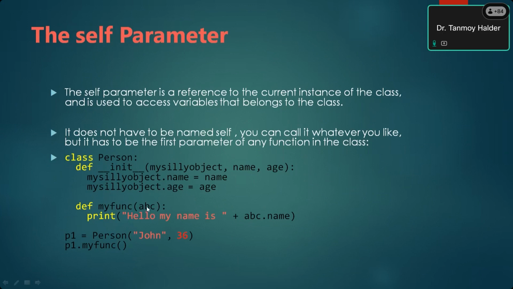And look how it proves. When I'm calling p1.my function, there is no argument. That means self will be the default argument that you have to follow. So I have just renamed the self argument.